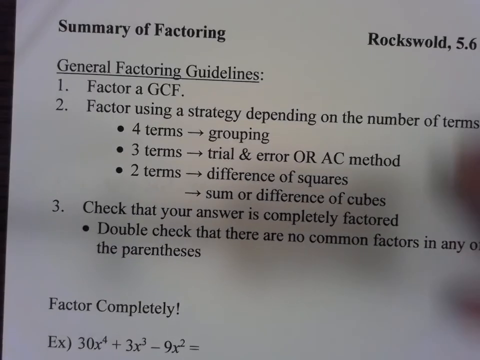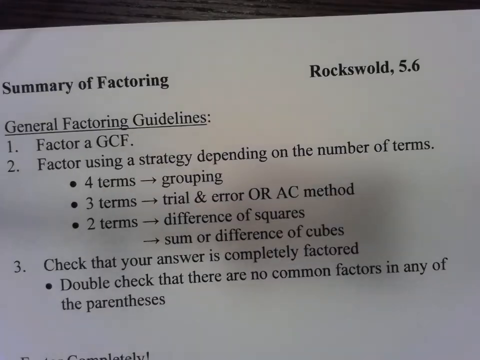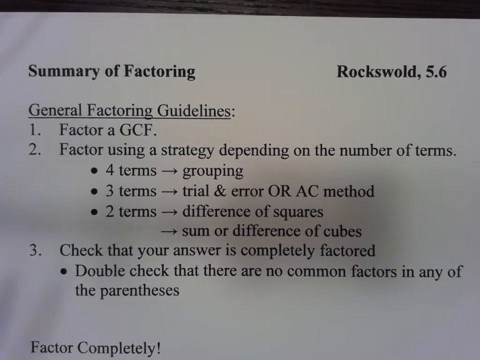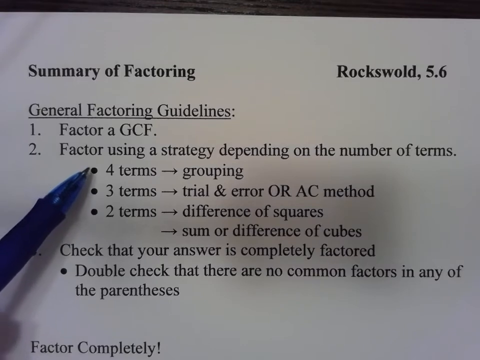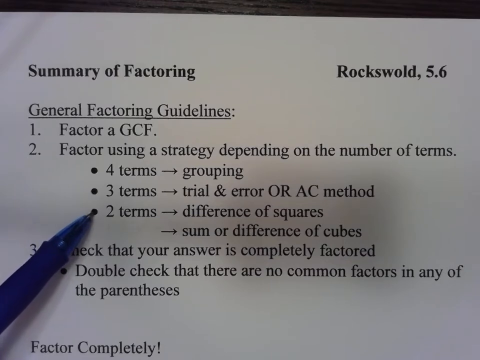Okay, so that's all the categories that we've looked at so far. So here is kind of a copy of what's in your book as far as a summary, just to run through this one more time. So factoring a GCF is a good first step. Then you can choose a strategy based on how many terms you have. If you have 4 terms, grouping would be a good strategy. If you have 3 terms, so a trinomial, the trial and error method is good, or the AC method. If you have 2 terms, it could be a difference of squares, or sum or difference of cubes.